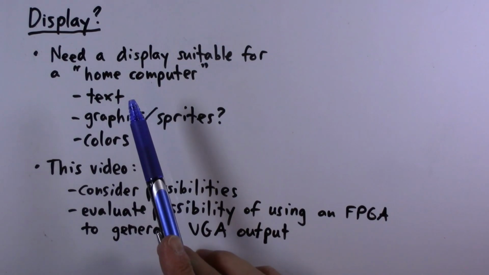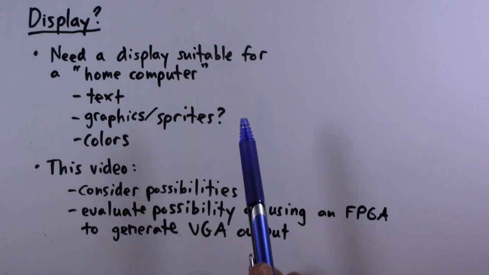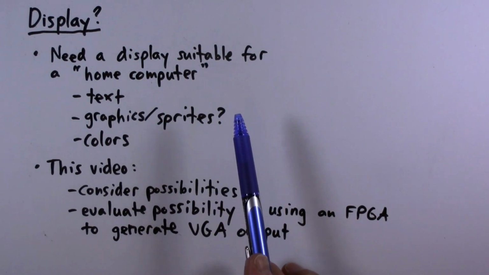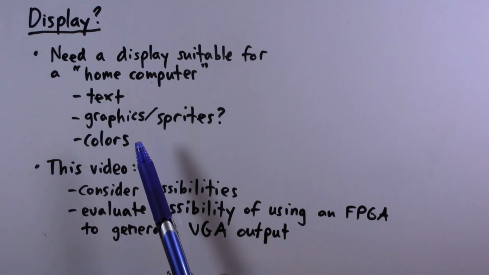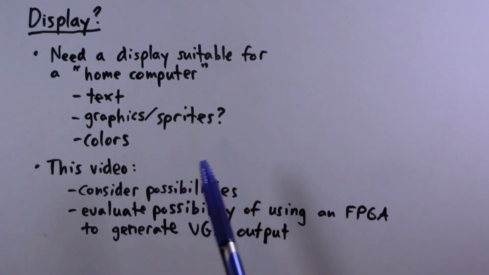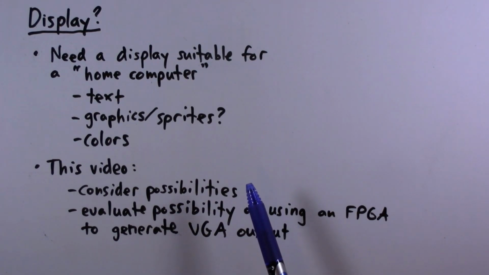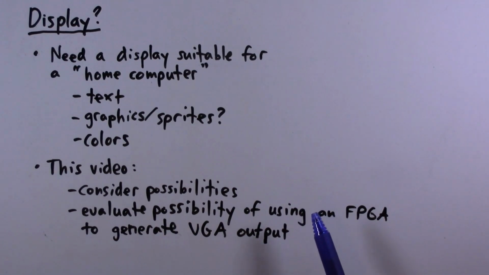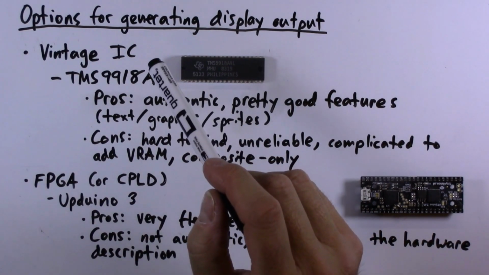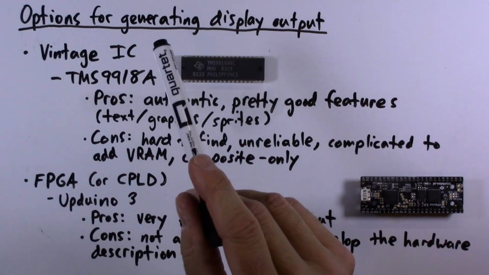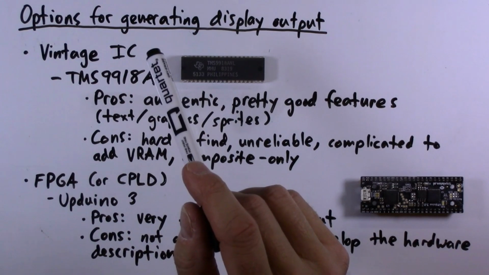So I would like the ability to display text characters. It would be nice if we could have bitmapped graphics and sprites. Definitely it would be nice to have this display be colorful. And so in this video, I will consider various possibilities for how to add such a display to the system, and I will evaluate the possibility of generating VGA output using an FPGA, and I think this may wind up being our best bet.